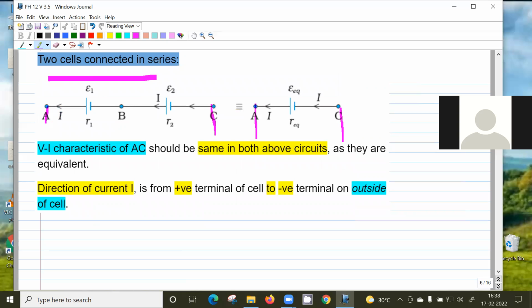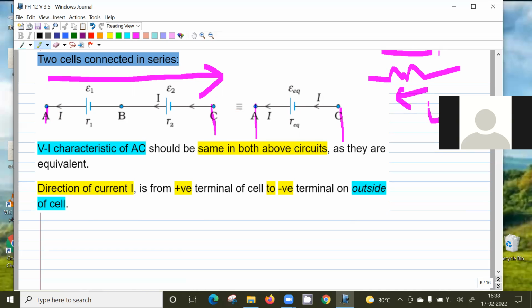So I'm trying to find the potential drop from V to C. That will be E1 minus IR1, because against the direction of current, there will be a voltage rise. This you know, right? In a resistance, the current is flowing in this direction. So while going from here to here, there will be a voltage rise. Voltage will rise.